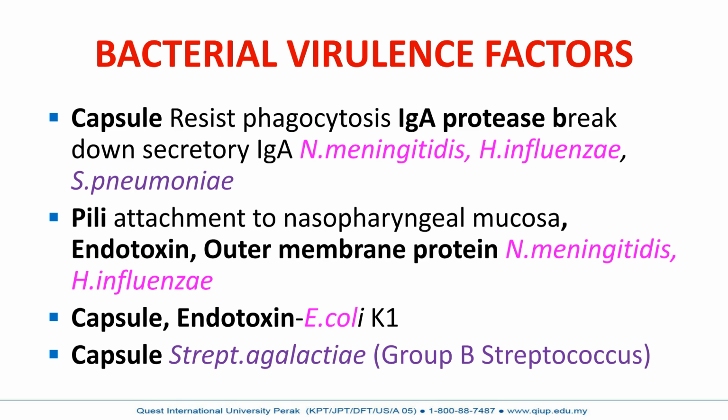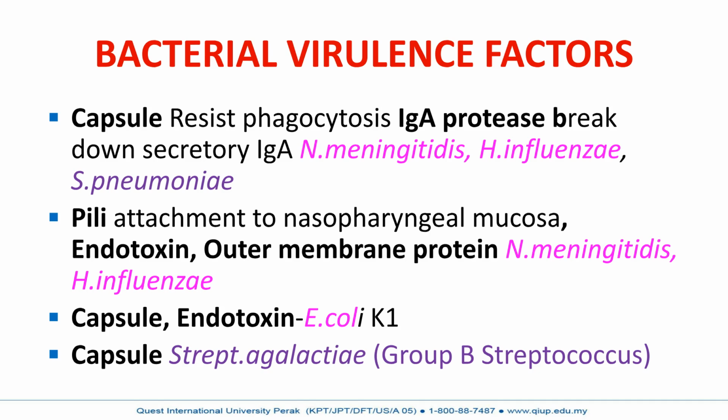The most important virulence factor is the polysaccharide capsule. This outer coating acts like an invisibility cloak, helping bacteria resist phagocytosis. The three most common causes of bacterial meningitis, Neisseria meningitidis, Haemophilus influenzae, and Streptococcus pneumoniae, all possess thick polysaccharide capsules. This is not a coincidence. The capsule is essential for their ability to survive in the bloodstream long enough to reach the CNS.